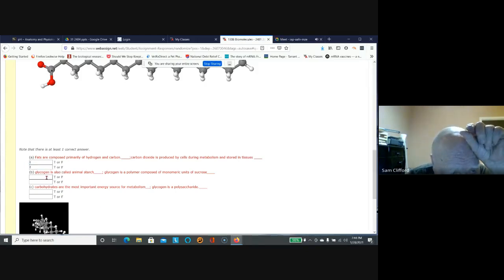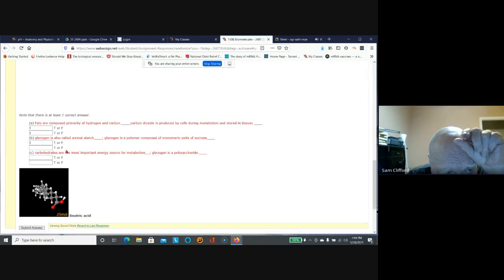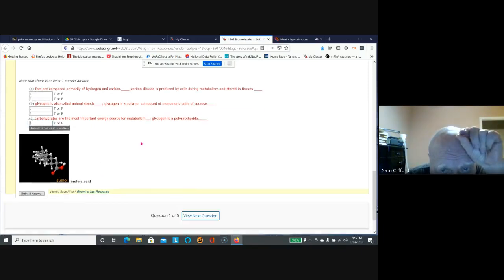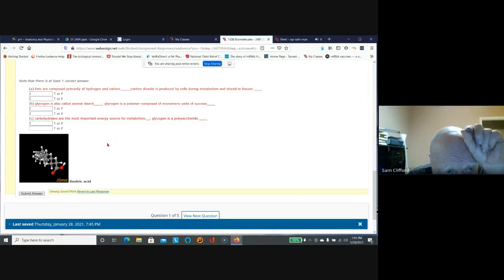Glycogen is also called animal starch. I said that. Yep, that's true. Glycogen is a polymer. It's composed of monomeric units of glucose. So that's false. Carbohydrates are the most important energy source for body metabolism. That's true. And glycogen is a polysaccharide. That's true because glycogen is made up of many units of glucose.